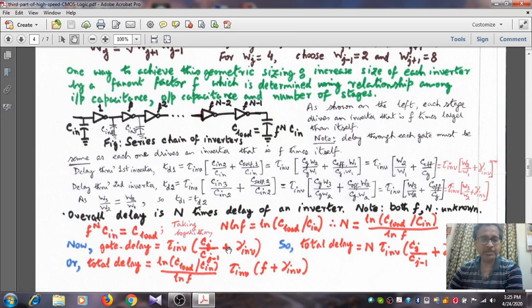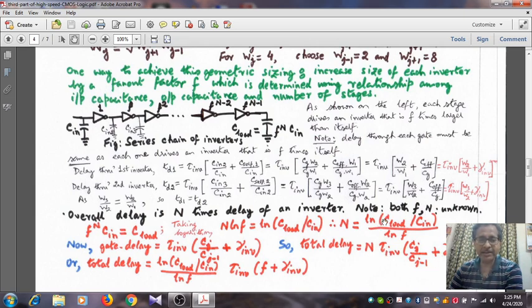Now taking the natural logarithm, whose base is e, 2.7183, it becomes N log of F equal to log of C load by C in, and hence N equals log of the ratio C load by C in divided by log of F. Now gate delay equals tau of inverter into Cj by Cj minus 1 plus gamma inverter. So total delay equals N times tau inverter into Cj by Cj minus 1 plus gamma inverter, right?